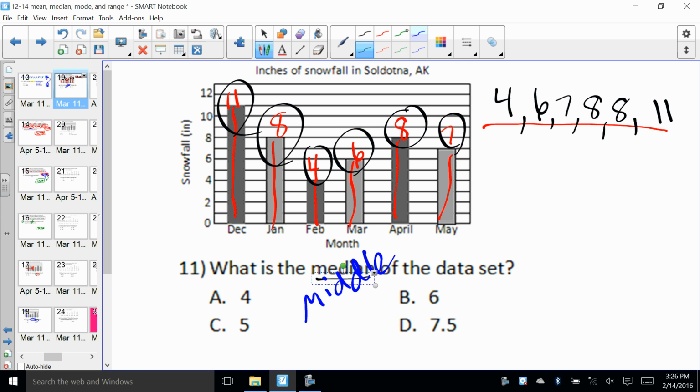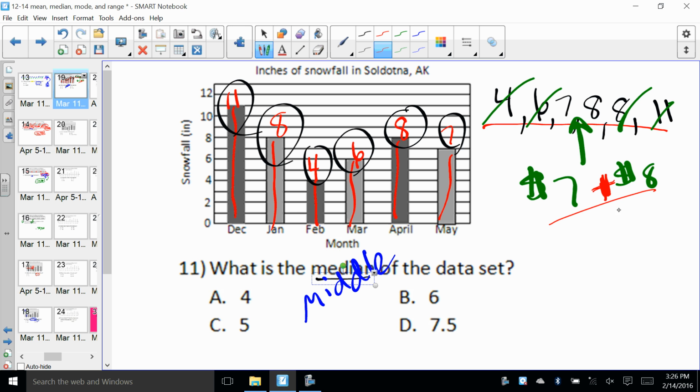Now that we have them, we're looking for the middle number between 7 and 8. Now we talked about this before. What's halfway between $7 and $8? Some kids will say, well, that's just 7.50. Some kids can't handle that. That's hard for them to understand. So you can just add these two numbers that you're stuck between and divide by 2. When you do that, you get 7.5 or $7.50. Answer to number 11 should be D. 7.5 is the median.